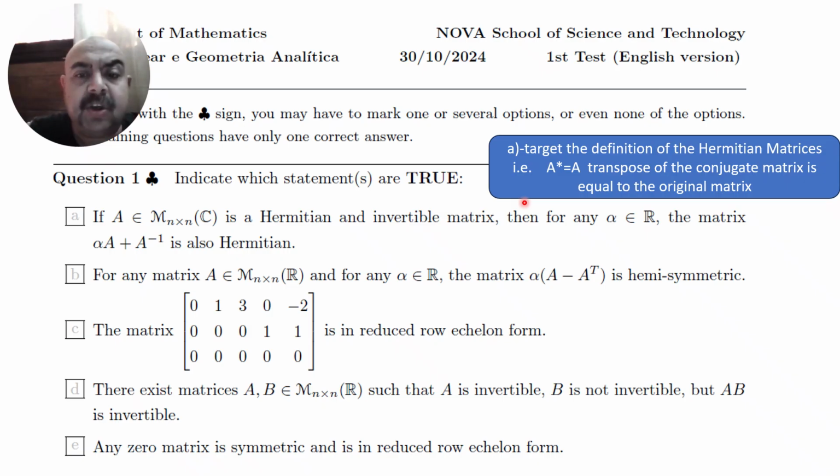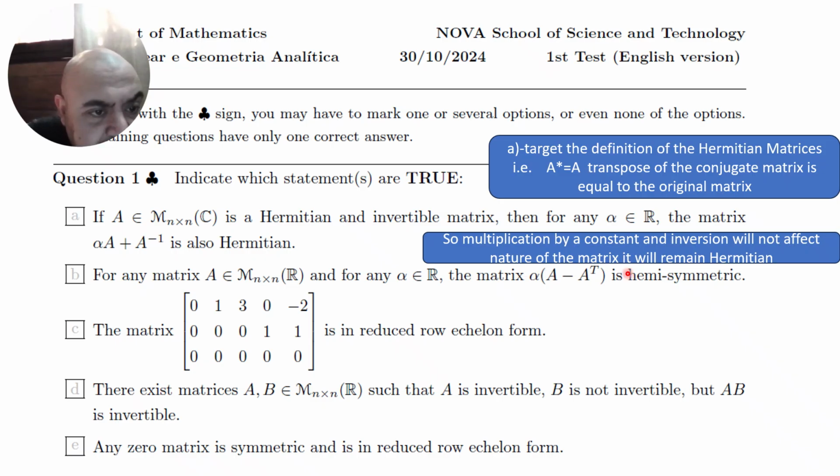Of course, there are skew Hermitian matrices. What are skew Hermitian matrices? A star will equal the negative of A. So you should review this part. Okay, a remark for this one: multiplication of a Hermitian matrix by a constant will preserve this property, and also will not affect the nature of the matrix. It will remain Hermitian.